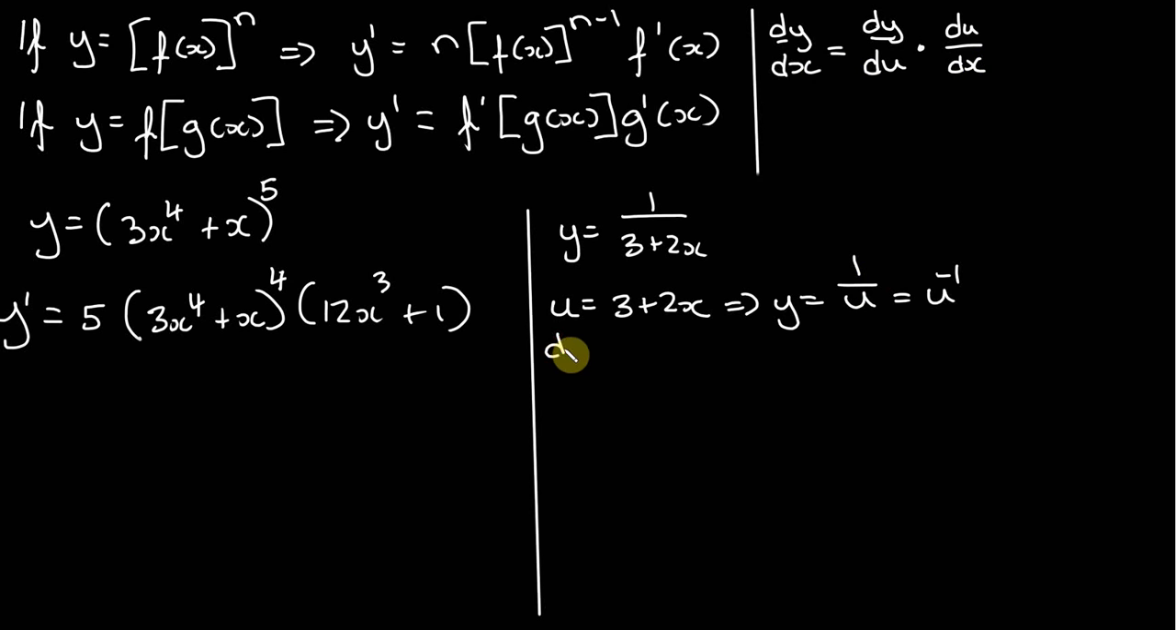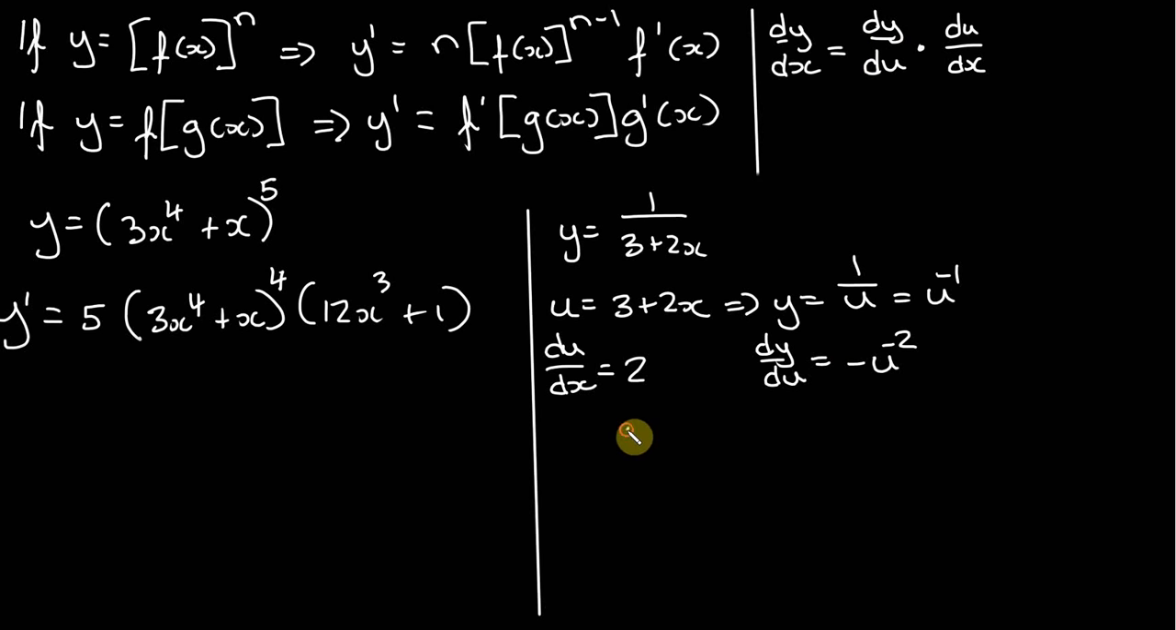So let's do it. Let's take du by dx, and we're just going to get 2. And if we take dy by du, we bring down the negative 1, so that's negative u, and then we take 1 off the power, so that's going to be negative 2. And then we're done. We can fill this in now.